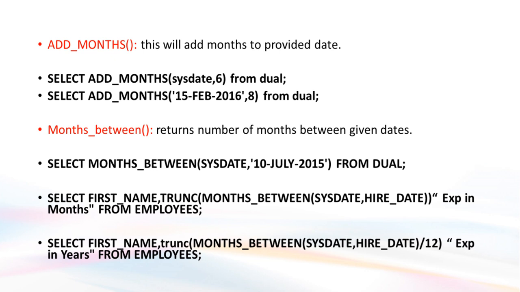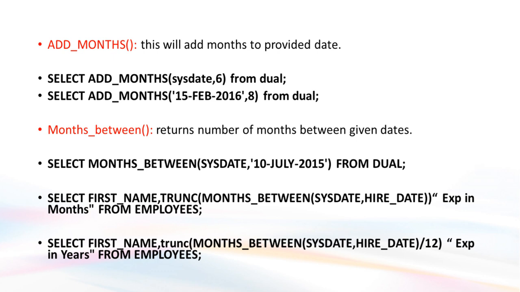The inner method, this one will provide you, I'll highlight it here. So this one will provide you the number of months between the current date and the hire date. Now, if there are any spaces, then we need to truncate them. That's the reason I have used the truncate method. So the truncate method will basically eliminate the spaces and all, right? That's the truncation method. Then here, exp in months is an alias name from employees.